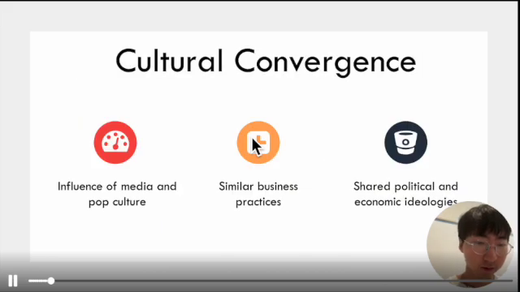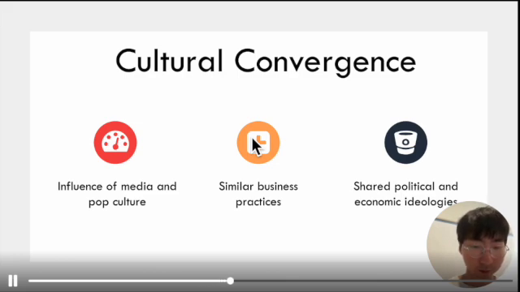And then is the analysis. The first is cultural convergence. Globalization, technological advancements, and shared political and economic values have fostered the convergence between Australia and the US. And then I listed three parts: the influence of media and pop culture. American television, movies, and music have significantly shaped Australian cultural trends.